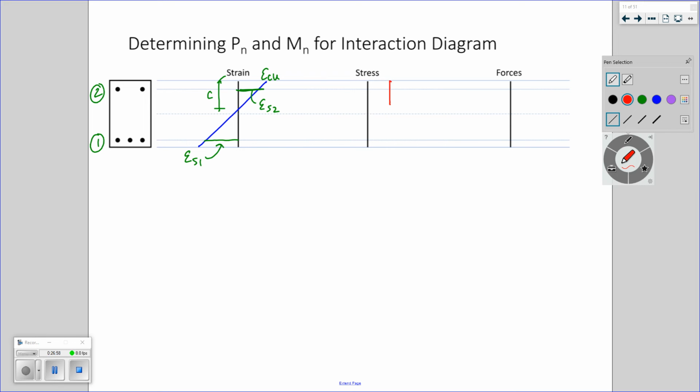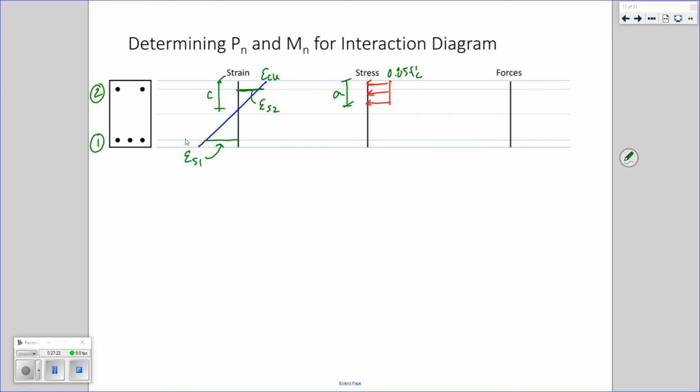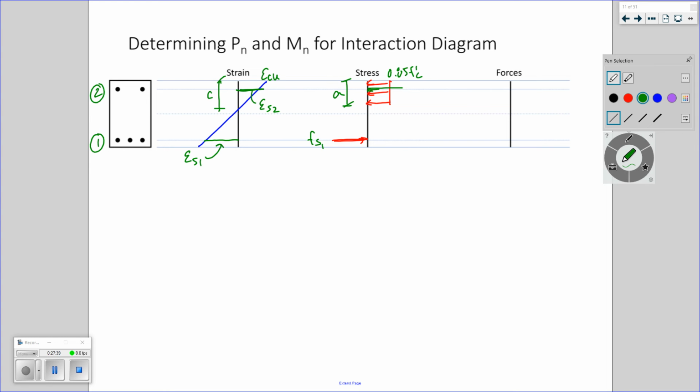This is going to result in some compression stress in our concrete at a depth A and a magnitude 0.85 F prime C. We've also got stress in my tension steel and stress in my compression steel.